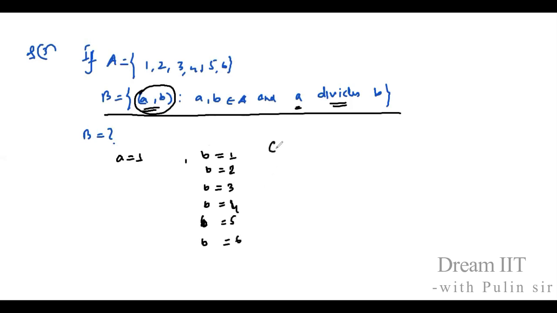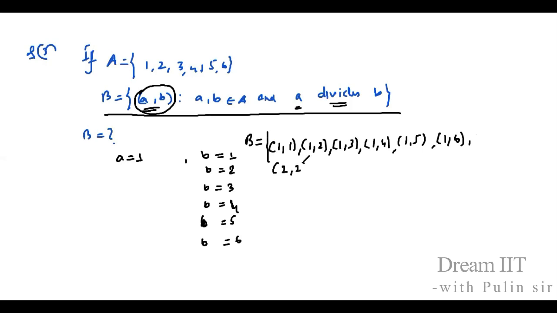So in that case, all these ordered pairs will belong: (1,1), (1,2), (1,3), (1,4), (1,5), and (1,6). All these will belong to your set B. But apart from this, now you fix with 2. 2 will divide 2 out of those numbers. And what else? 2 will divide 4, and 2 will divide 6. So these are the ordered pairs.